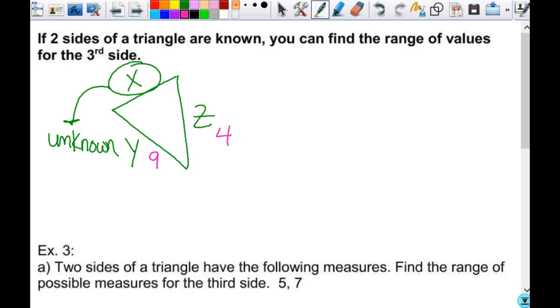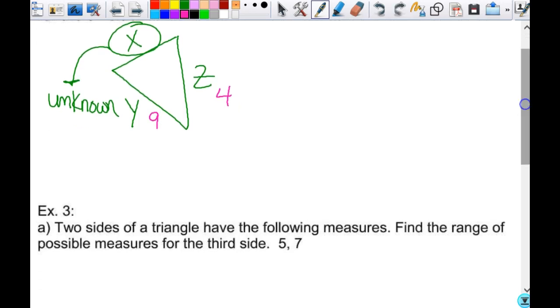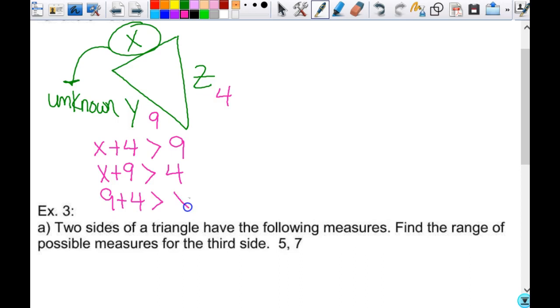Since we don't know what X is, I can't just check the smallest 2 because I don't know which one's actually the smallest, because I don't know the third one. Does that make sense to you? So if this is going to be a triangle, here's what has to happen. X plus 4 has to be greater than 9. You agree with that? X plus 9 has to be greater than 4. And 9 plus 4 has to be greater than X, right? All 3 of those things have to be true.